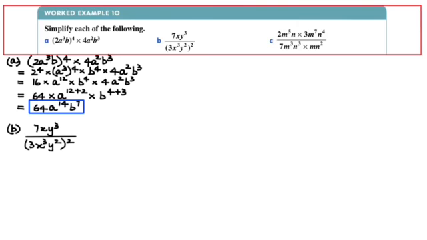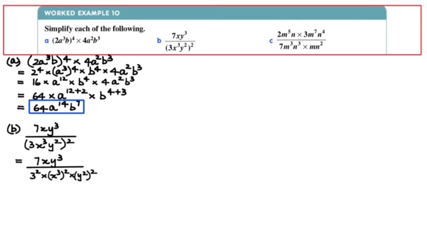Alright, 7xy cubed over 3x cubed y squared, all in brackets, squared. Alright, well, what is our cookbook recipe, our strategy? Get rid of that bracket first, guys. So that's 7xy cubed over 3 squared times x cubed squared times y squared squared.